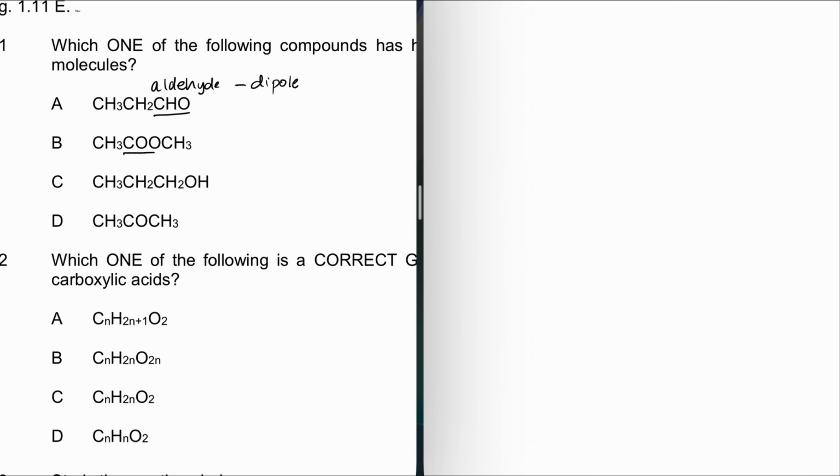The COO tells me that this is an ester. Esters also only have dipole. The OH tells me that this is an alcohol, and I know alcohols have hydrogen bonds. The COC tells me that this is a ketone, and ketones only have dipole. So the answer to question 1.1 is C.